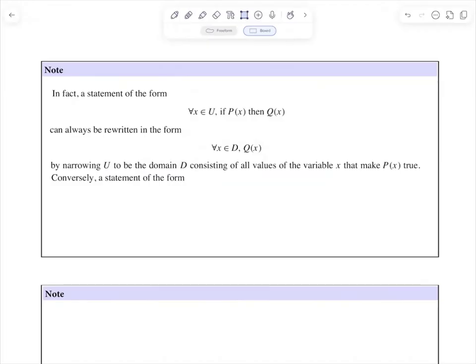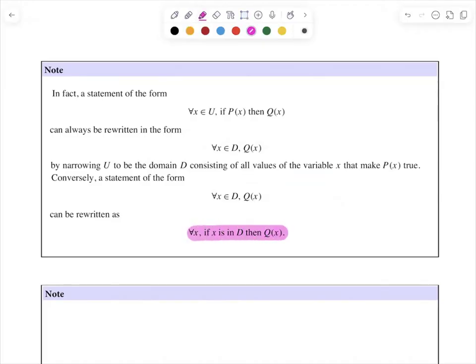So conversely, a statement of the form for every x in domain D, Qx can also be written as for every x, if x is in domain D, then Qx. Let me highlight this one for you. For every x in domain D, Qx, meaning that for every x, if x is in domain D, then Qx is true. That's the whole goal.